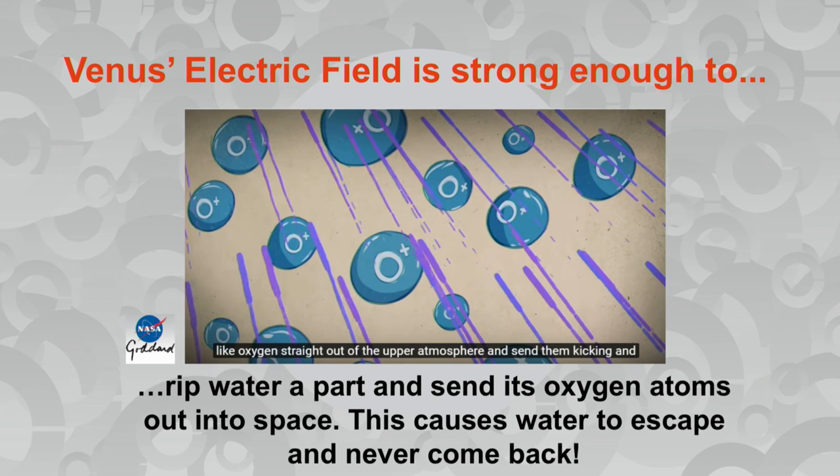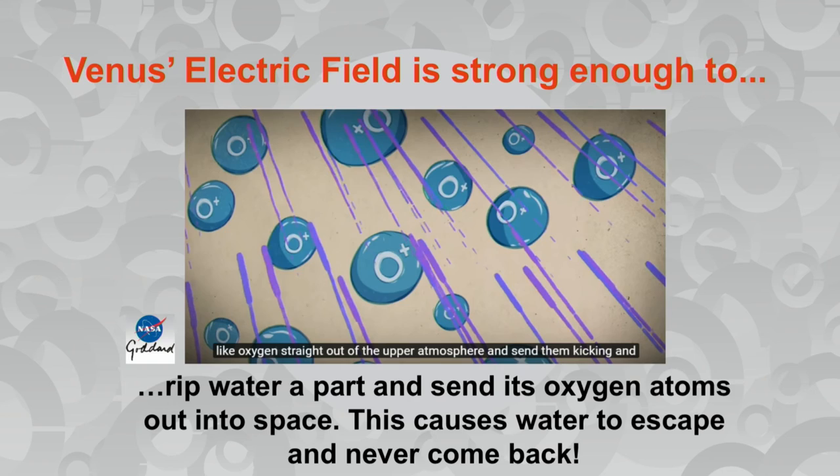Oh, and Earth doesn't have one. We have a relatively weak one. That's pretty amazing right there. So you can't have a strong electric field, but you need a large magnetic field. And Earth has it in the right proportions. That is an amazing story right there.